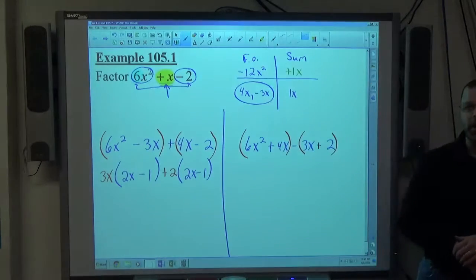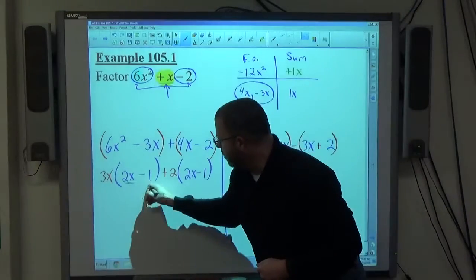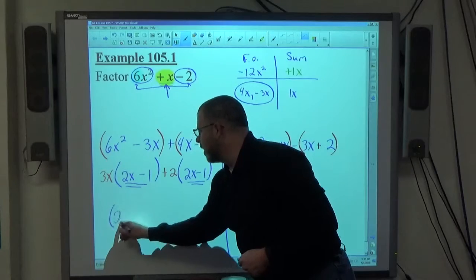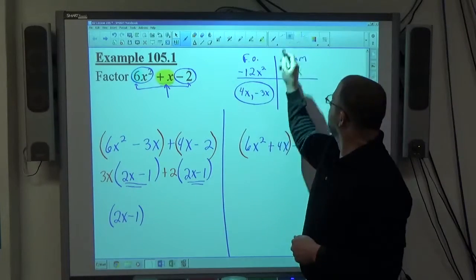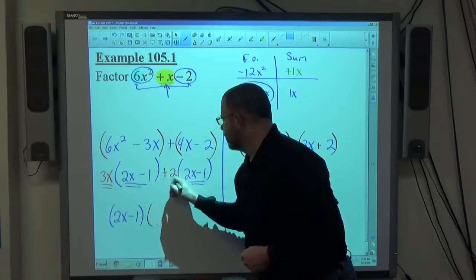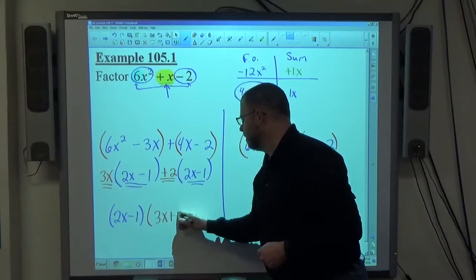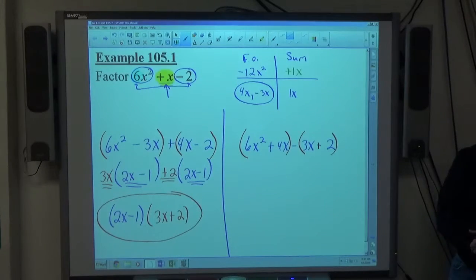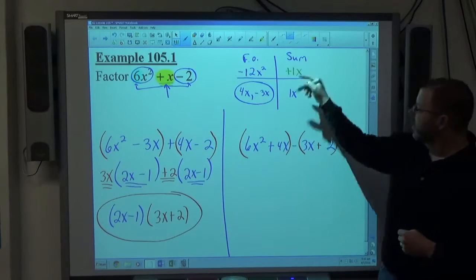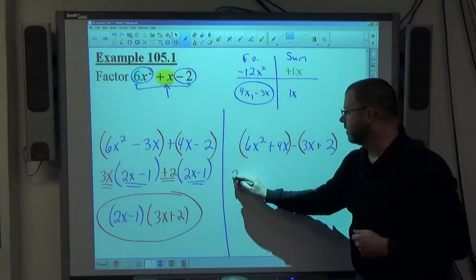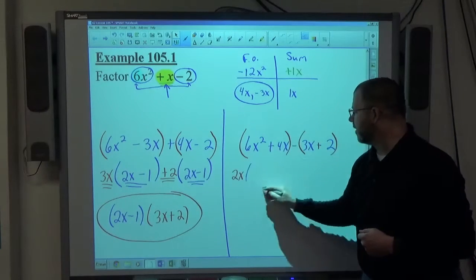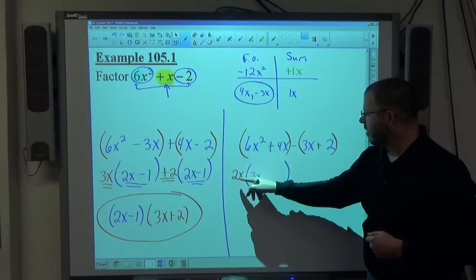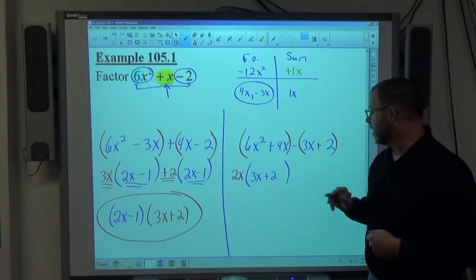And the factor by grouping technique works when the group here is the same as the group there. The factored form then will be 2x minus 1 times 3x plus 2. And there's your factored form. Had I gone with the other one instead, the common factor here is going to be 2x. If I take 2x out of this, 6 divided by 2 is 3, x squared divided by x is x, 4 divided by 2 is +2, x divided by x cancels.